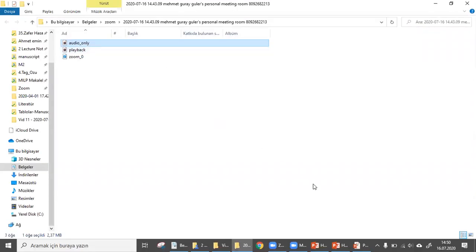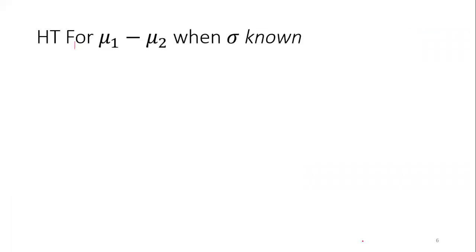Hello. So in the previous video, we said that x1 bar minus x2 bar, this difference, is again normally distributed with parameters mu1 minus mu2 and sigma 1 squared divided by n1 plus sigma 2 squared divided by n2.